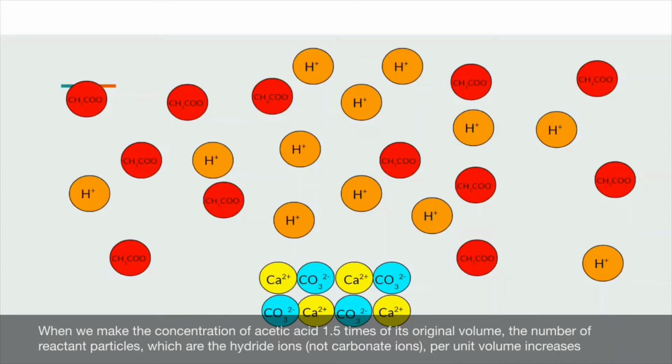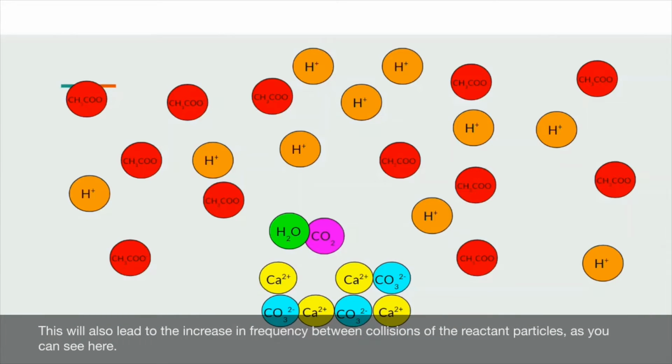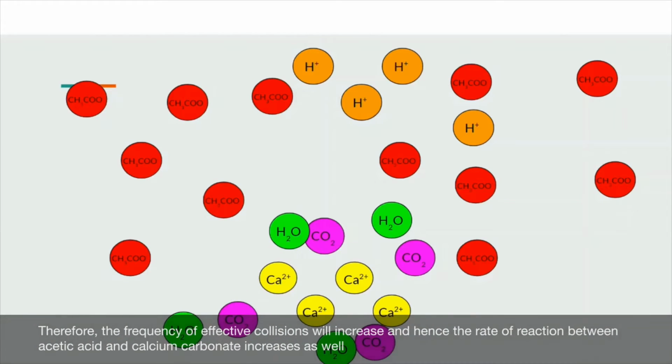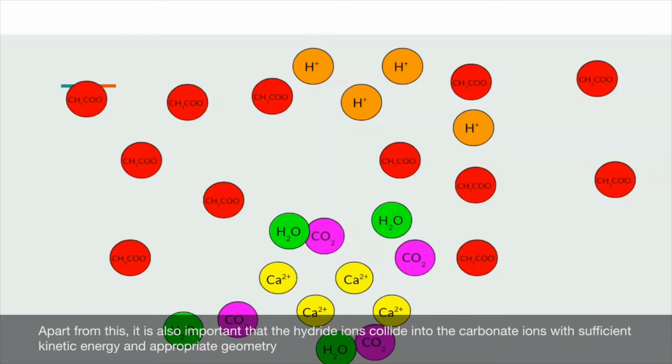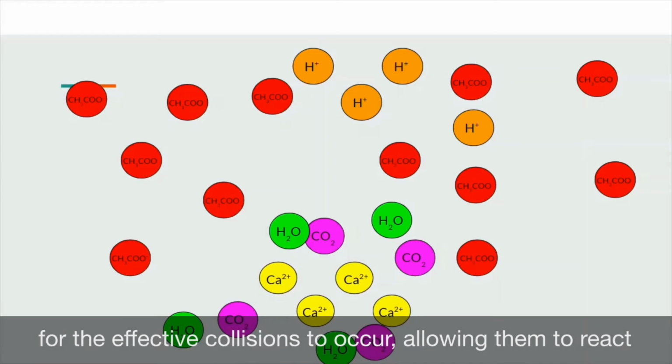When we make the concentration of acetic acid 1.5 times of its original concentration, the number of reactant particles, which are the hydrogen and carbonate ions per unit volume, increases. This will also lead to the increase in frequency of collisions between the reactant particles, as you can see here. Therefore, the frequency of effective collisions will increase, and hence the rate of reaction between acetic acid and calcium carbonate increases as well. Apart from this, it is also important that the hydrogen ions collide into the carbonate ions with sufficient kinetic energy and appropriate geometry for the effective collision to occur, allowing them to react.